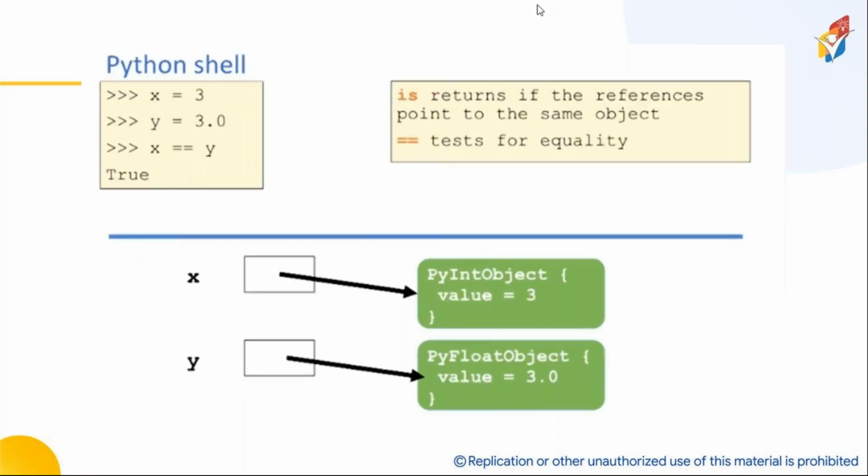Now, one more point. Here I have assigned a value x equal to 3. Now I have assigned another value 3.0. Now if I want to compare both the left side value as well as the right side value, and the answers are the same, I'm going to return true. It is exactly similar to other languages.